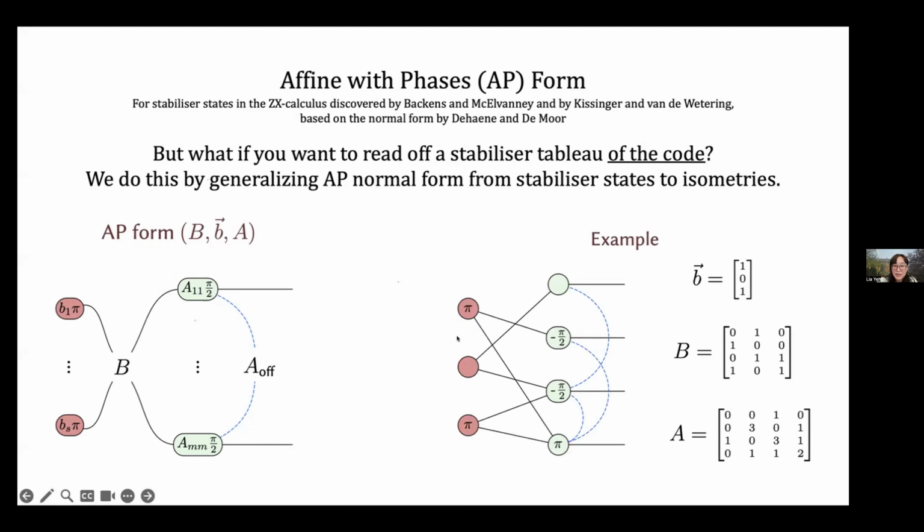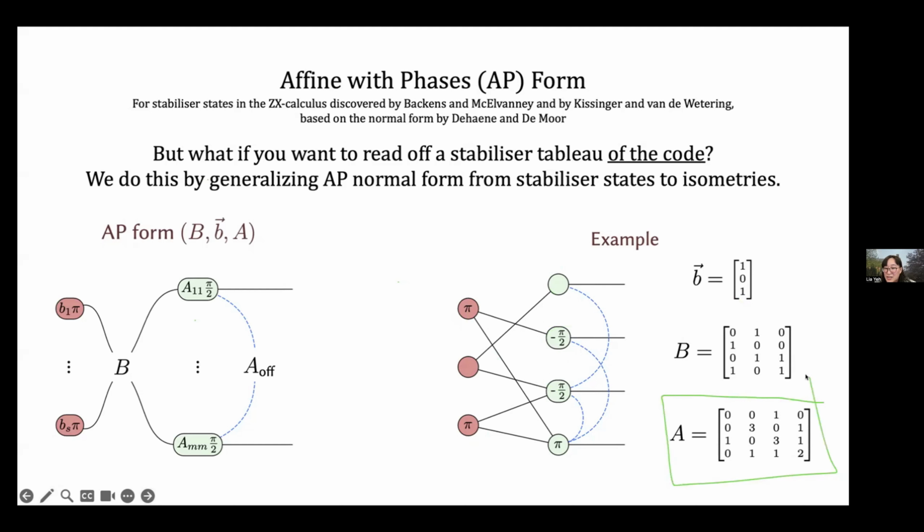So for example, here's an artificial-looking diagram for an example. Here, little b is 101. Big B, the biadjacency matrix: the first one is connected to 0, 1, 0, because it's not connected to this one. It's only connected to the middle one. This one is connected to 1, 0, 0, and then 0, 1, 1, and so on.